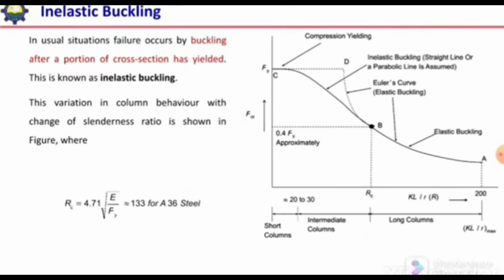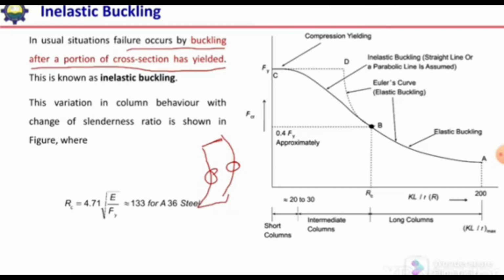So next is inelastic buckling. If we have a section that buckles but some of its part undergoes yielding, then we say it is inelastic buckling. In the usual situation, failure occurs by buckling after a portion of the cross section has yielded. In case of elastic buckling, the complete section remains within the elastic range, but in case of inelastic buckling, some part of the section, for example a C section or W section, will yield. The remaining part will buckle, but at some local position it will yield. So we say it is inelastic buckling.